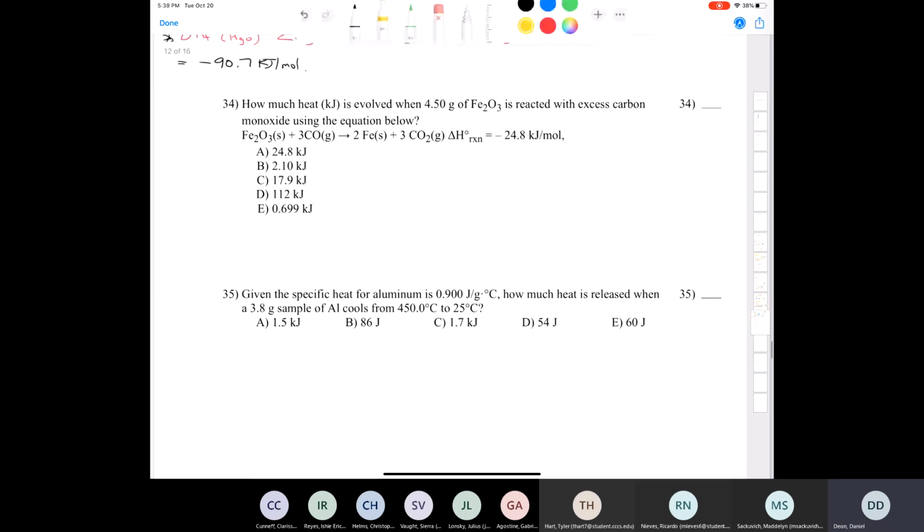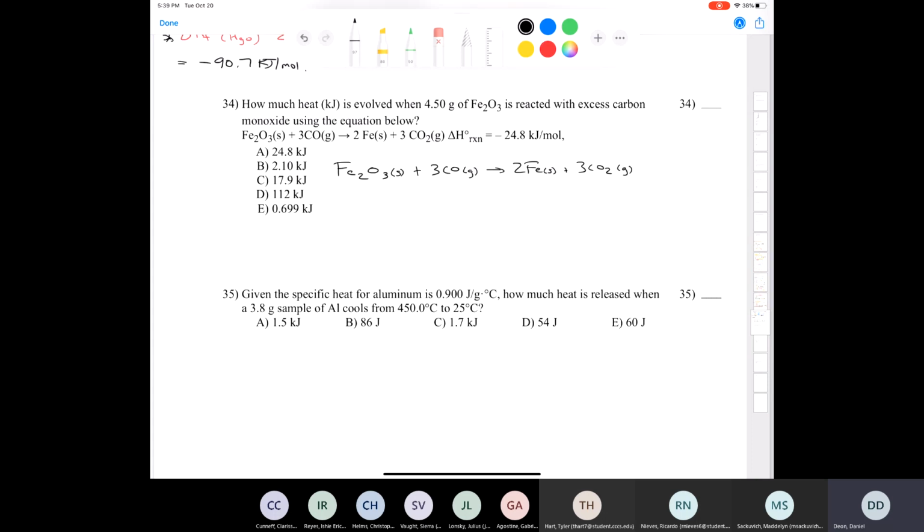Number 34: How much heat is evolved when 4.50 grams of iron(III) oxide is reacted with excess carbon monoxide according to the equation shown below? Well, let me rewrite the equation because I always hate it when they squeeze it there in a multiple choice. So we have iron(III) oxide, which is a solid, plus 3 moles of carbon monoxide, which is a gas, producing 2 moles of iron, which is a solid, plus 3 moles of carbon dioxide, which is a gas. They give us the delta H of the reaction, which is negative 24.8 kilojoules per mole.